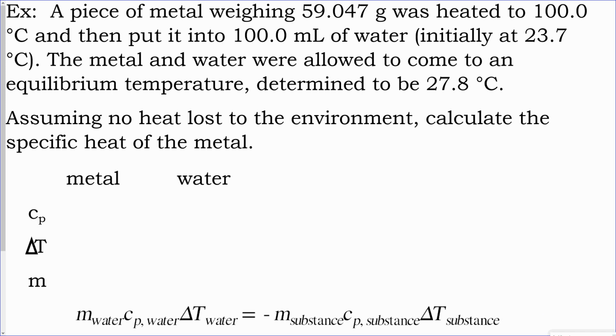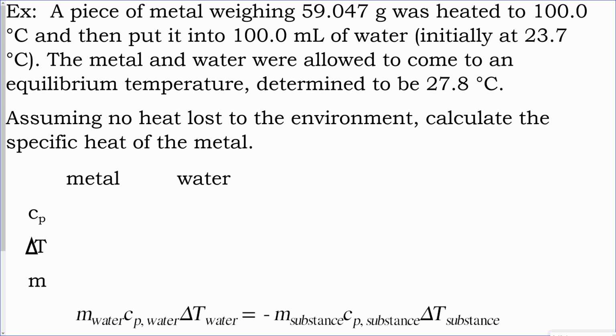So a piece of metal weighing 59.047 grams was heated to 100 degrees Celsius and then put into 100 milliliters of water. Initially, the water was at 23.7 degrees. The metal and the water were allowed to come to an equilibrium temperature determined to be 27.8 degrees Celsius. Assuming no heat lost to the environment, calculate the specific heat of the metal.